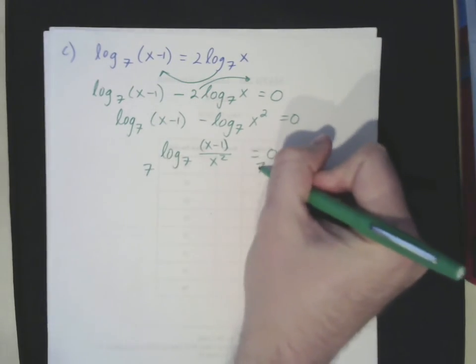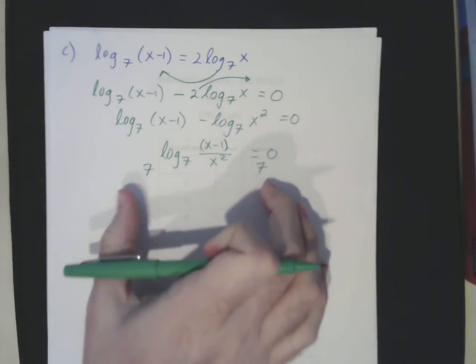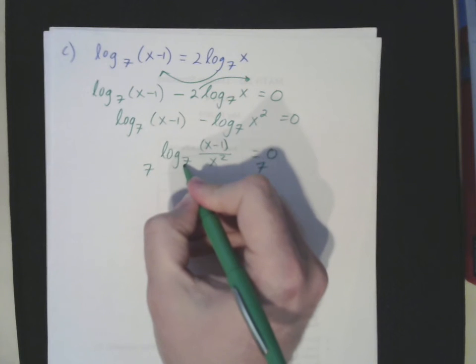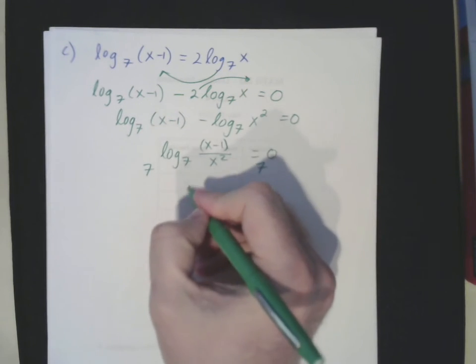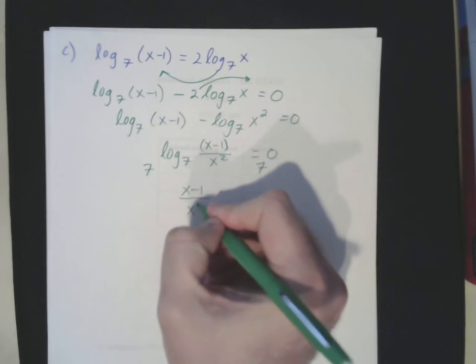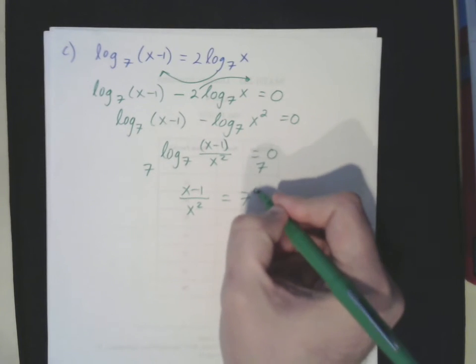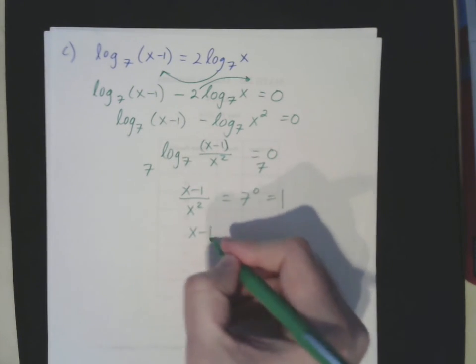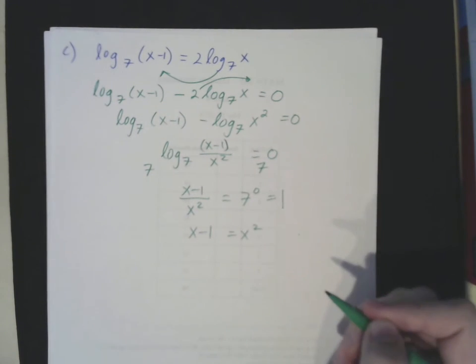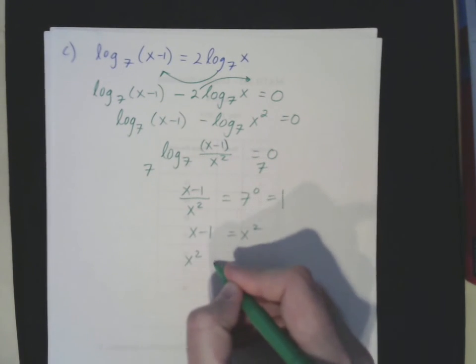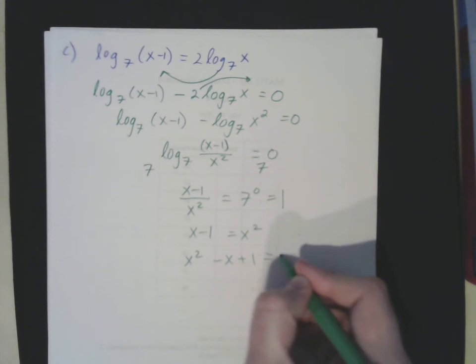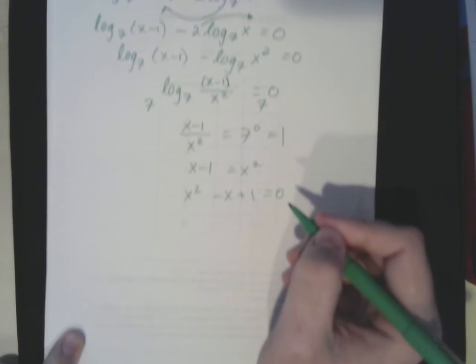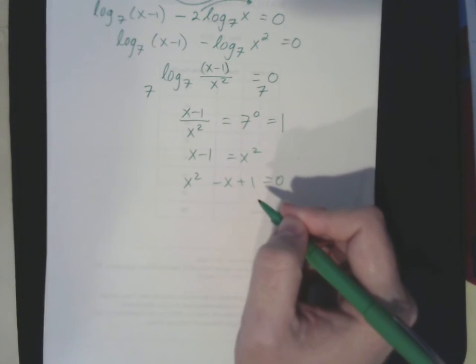Raise 7 to that logarithm, 7 to that side, each side of our equation. 7 to log base 7 cancels itself. We have x minus 1 over x squared equals 7 to the 0, which is 1. So x minus 1 equals x squared. And then we have x squared minus x plus 1 equals 0. And then we're just solving that quadratic.